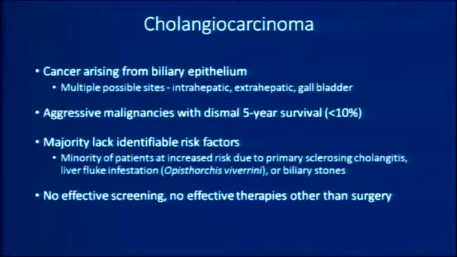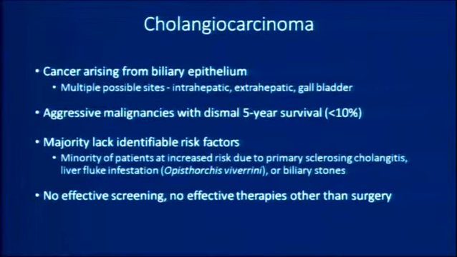Cholangiocarcinoma is cancer arising from the biliary epithelium. There are multiple possible sites. It can come from within the liver, or intrahepatic, outside of the liver, or extrahepatic, and in the gallbladder. These are aggressive malignancies with really dismal 5-year survival, and the majority lack identifiable risk factors.